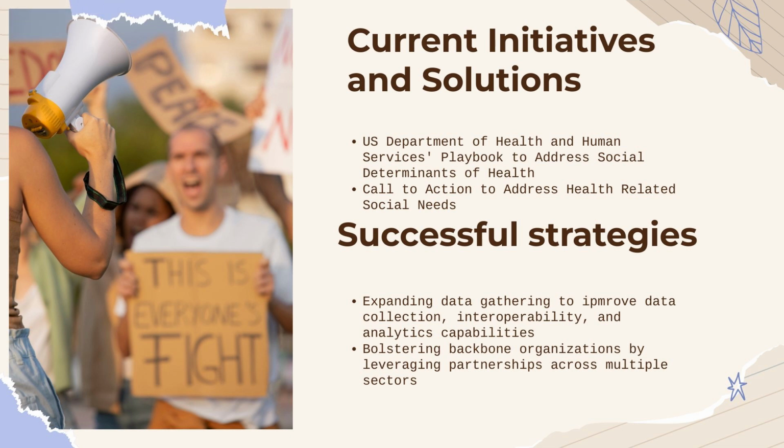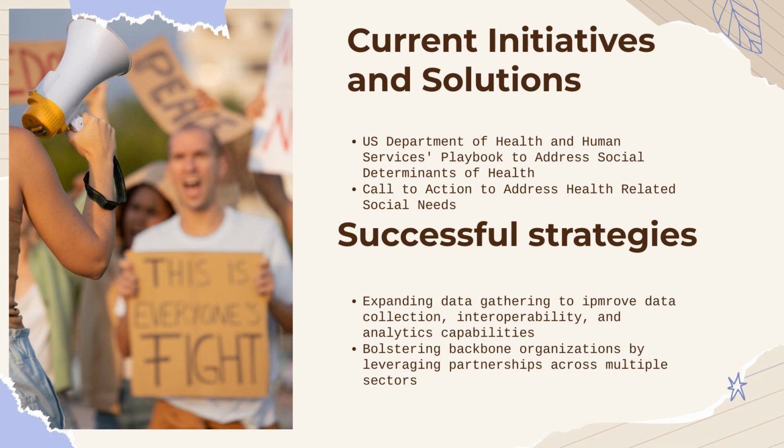One active initiative that's addressing health disparities is the U.S. Department of Health and Human Services' U.S. Playbook to address social determinants of health. This is the first comprehensive government-led approach in the U.S. to fight non-medical factors that impact health, and a call to action to address health-related social needs, an initiative to improve the coordination and integration of healthcare, public health, and social needs to meet the complex needs of communities facing significant health disparities.